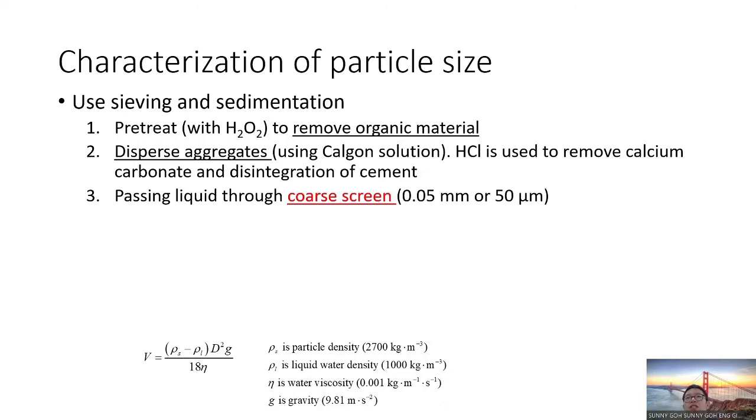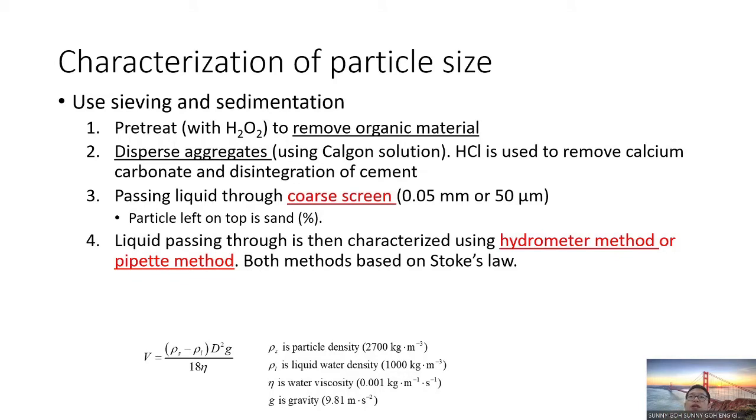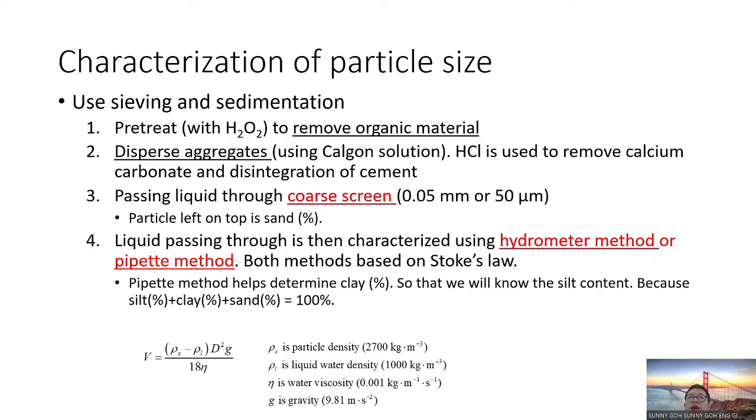The core screen size is 0.05 mm or 50 micrometer, and the particles left on top are actually the sand. The liquid passing through the screen is then characterized using the hydrometer method or pipette method. The pipette method or hydrometer method will help us to determine the clay content so that we can know the silt content.